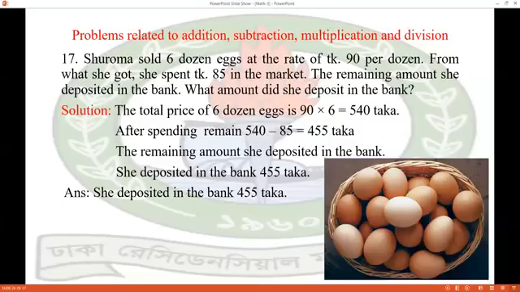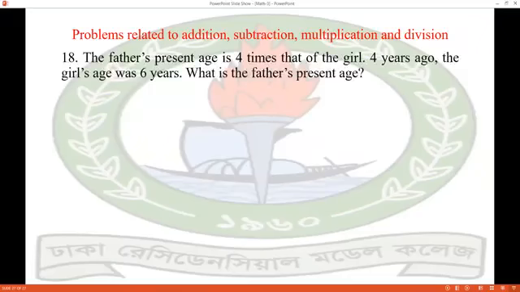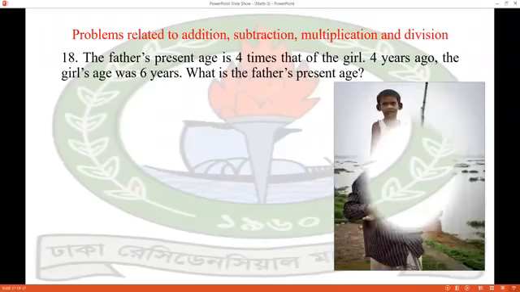Easy calculations. And for the last slide and last math in this chapter: the father's present age is 4 times that of a girl. 4 years ago, the girl's age was 6 years. What is the father's present age?